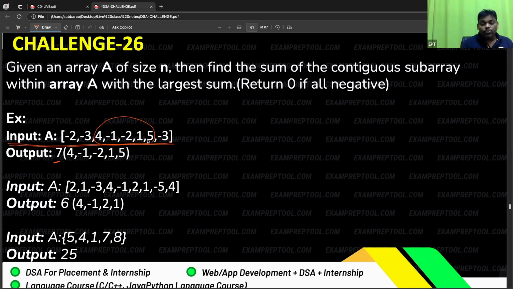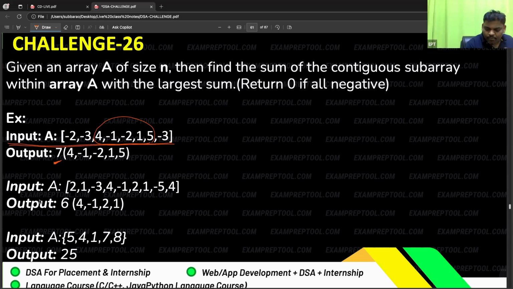Some people may say, sir, why don't you take 4 and 5 directly? But it is not a subarray. Subarray means you have to take continuously. So you are getting some negatives, but if you see both corners, 4 and 5 are bigger values, and in between there are small negative values. You can still take them so that you will get the maximum value. So for the first example, the answer is 7.